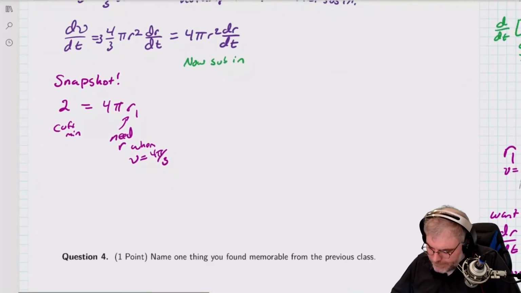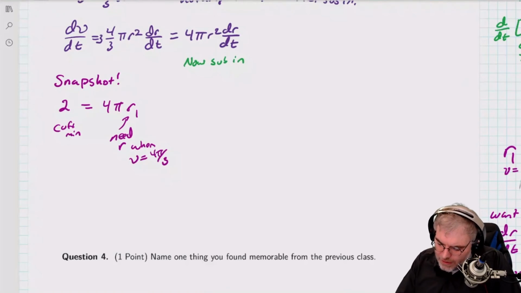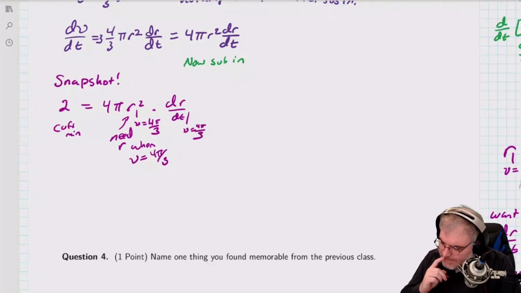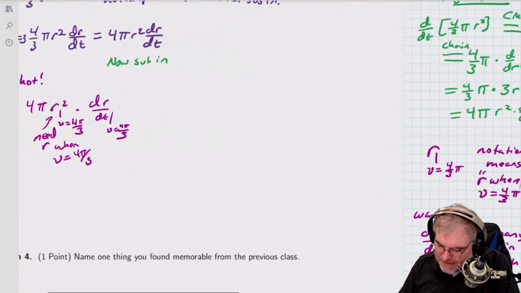Anyway, so I need r. I want r when V equals 4 pi over 3. And I'm just going to leave this off. So this is going to be 4 pi r squared times dr over dt, which is what I want when V equals 4 pi over 3. All right, so I need some snapshot data. So now I'm going to find my snapshot data.